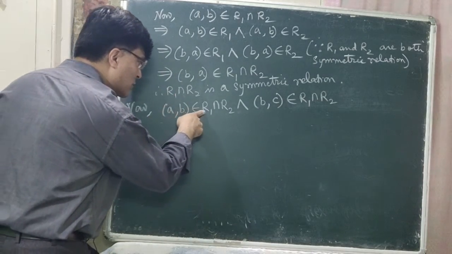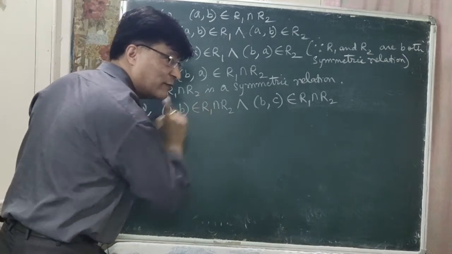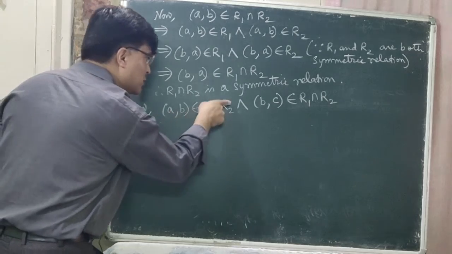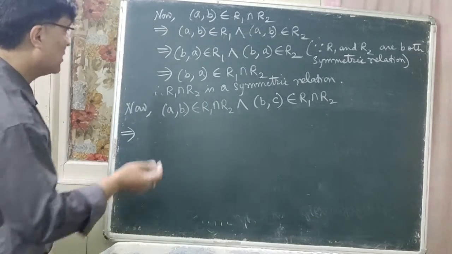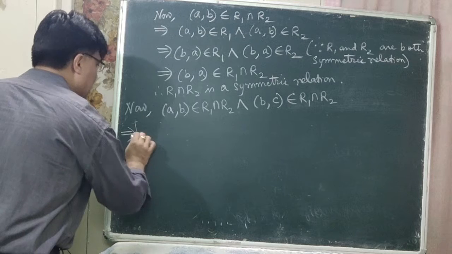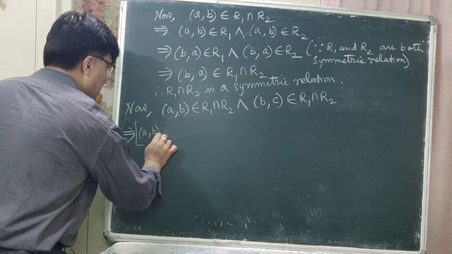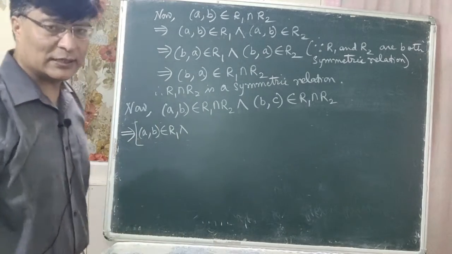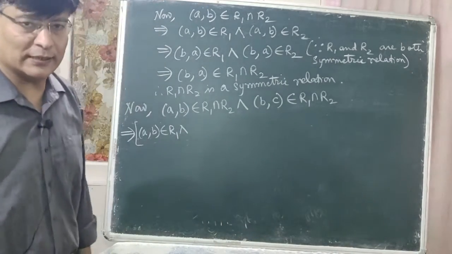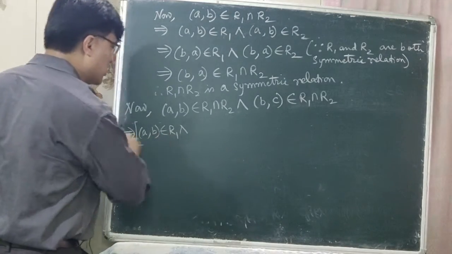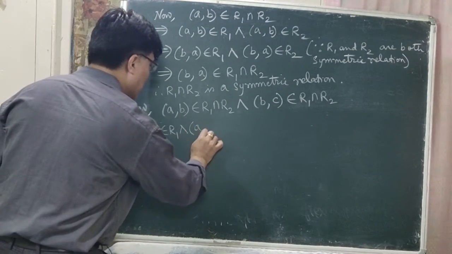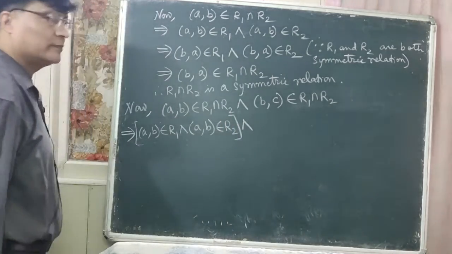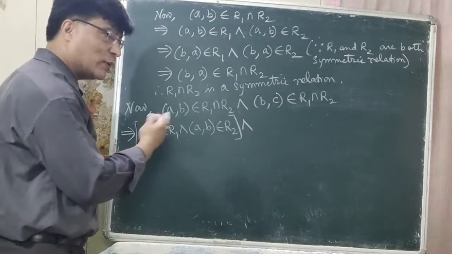if A comma B belongs to the relation R1 intersection R2, what is the definition of intersection? This A comma B belongs to the relation R1 and A comma B belongs to the relation R2. You know that, isn't it? So now here we can write A comma B belongs to the relation R1. This is the definition of intersection. We have done it in class 11. You had done intersection, right? So A comma B belongs to the relation R1 and A comma B belongs to the relation R2.